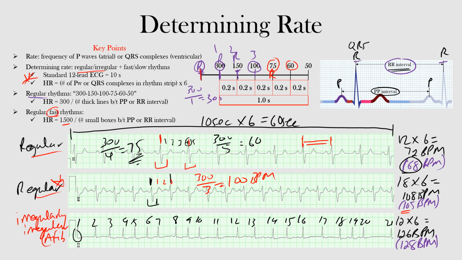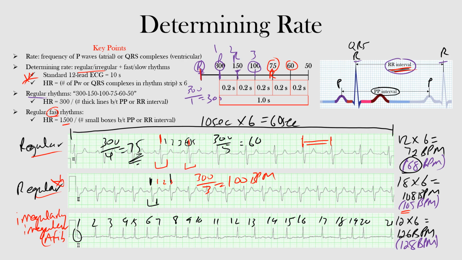All right, let's briefly review what we discussed before we end here. So again, the rate, we can talk about atrial or ventricular rate. When we use atrial rate, we're looking at the P waves in the P to P interval. When we look at ventricular rate, we're using the QRS complexes, the R to R interval here, but you can use any portion of the QRS complex, as long as it's consistent throughout.